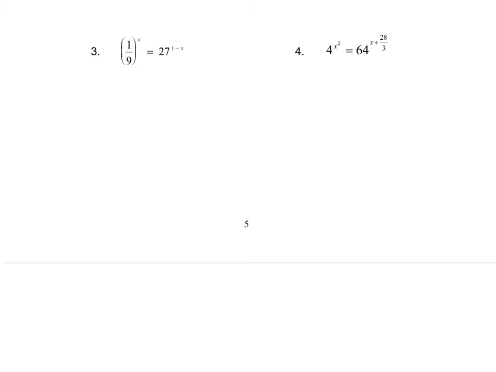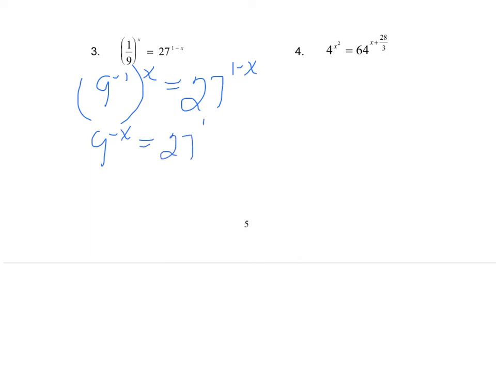You are correct. It would be 9 to the negative 1 power, and that would be raised to the x. And then we have 27 raised to the 1 minus x. So 9 to the negative 1 power really is 1 over 9, because remember what you do to get rid of the negative exponent: you bring the base to the bottom, and the exponent becomes positive. So now really what I have is 9 to the negative x equals 27 to the 1 minus x.